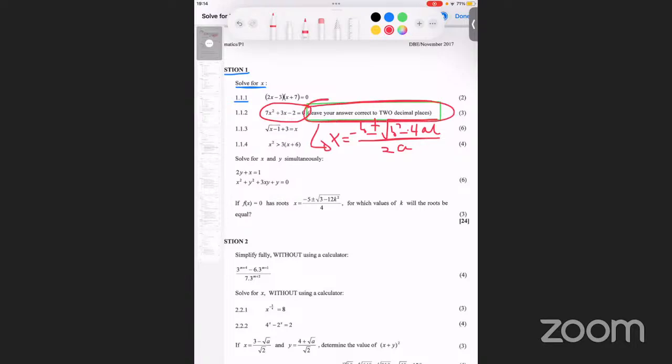Not necessarily what it means, but it gives you a hint that this is the formula that you must use. Then you must know that my A value is 7, my B value is positive 3, my C value is negative 2. All that you do is substitute into that formula, then you give the answers correct to 2 decimal places. Remember to round off where necessary.